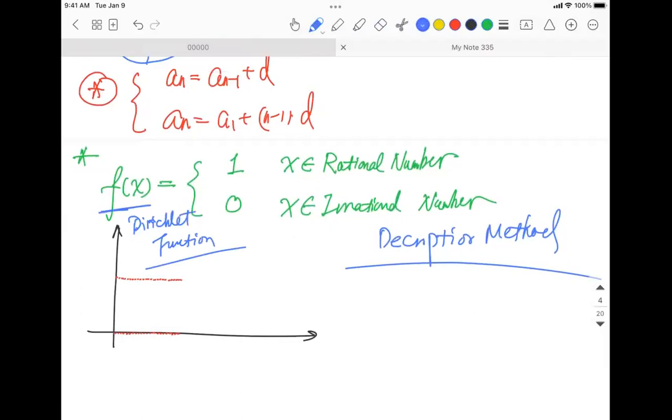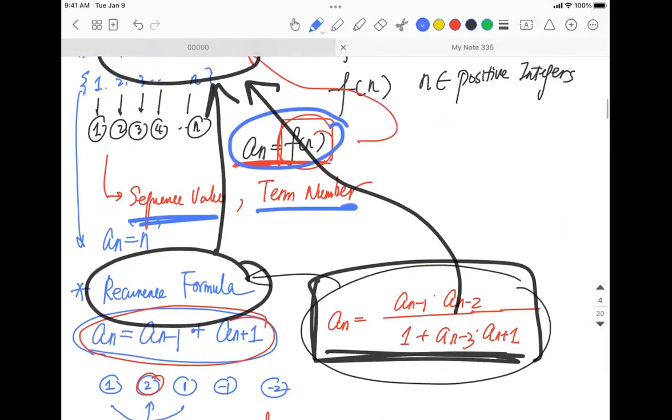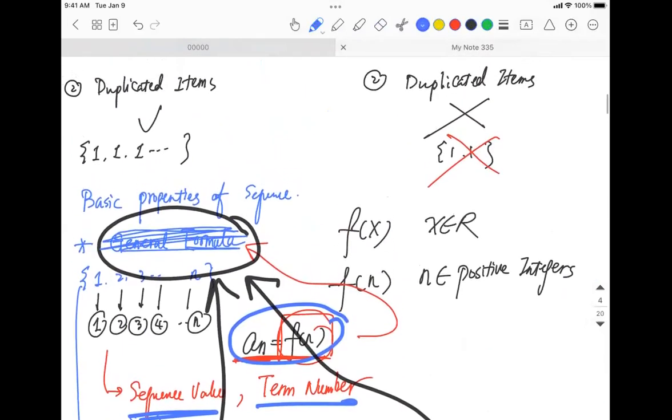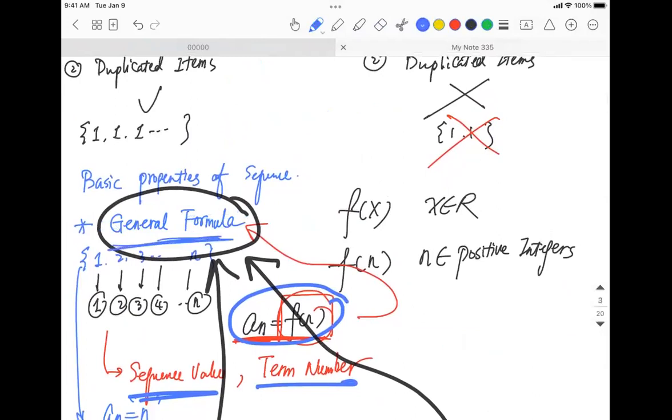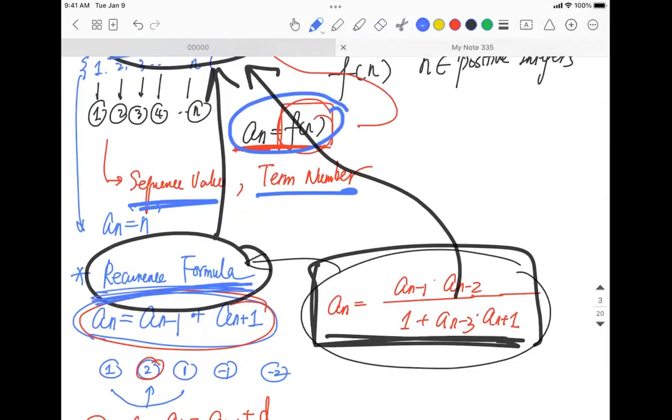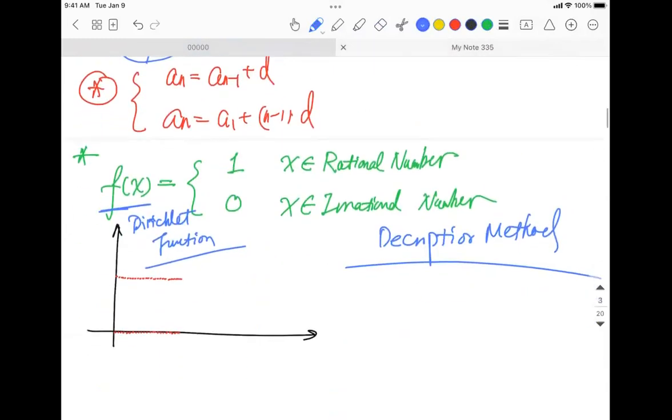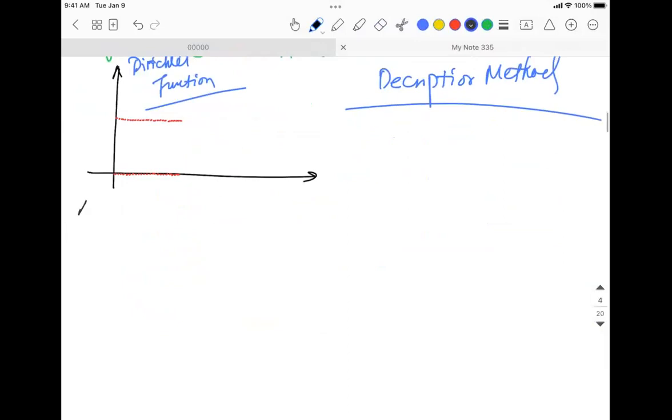But the good part is that for our high school math, you don't have to worry about this too much. Most of the sequences that we will see in our math competitions are defined either using a general formula, or using the recurrence formula, or even using both. So this is something you do not have to worry about too much. Okay? So if all good, let's continue.